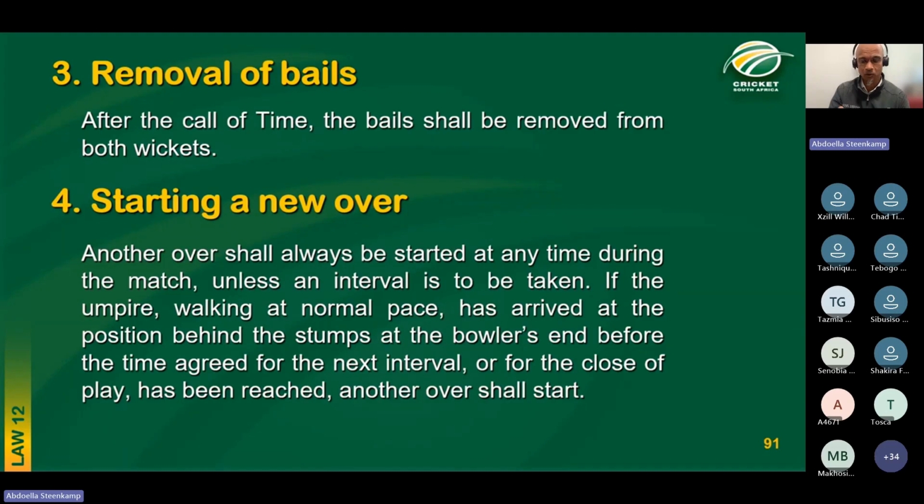The law tells us, because it's not 12 o'clock, you need to see whether you can get another over in. So how do you see whether you can bowl another over? The umpires now need to walk at normal pace. And walking at normal pace, if the striker's end umpire gets to behind the stumps before the clock strikes 12 o'clock, another over then needs to be bowled. If the bowler's end umpire does not get to behind the stumps at the bowler's end before 12 o'clock, then it will be lunchtime in my example.